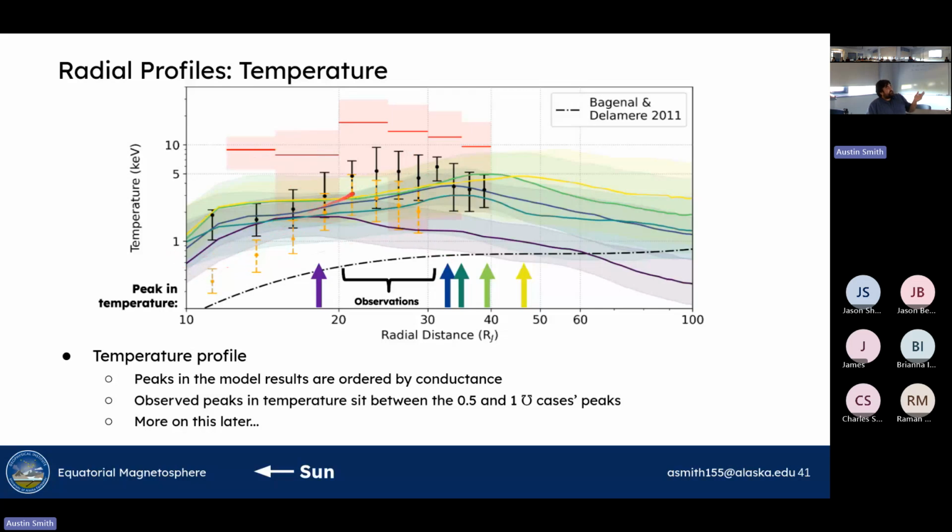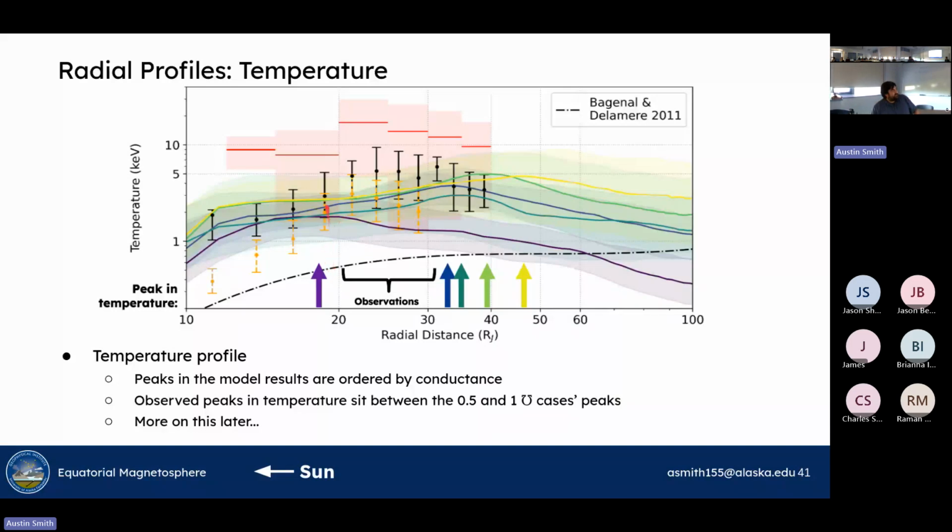Now, because of this increase in temperature, it's been thought that there's heating as the plasma moves radially out, right? But as the plasma from Io is transported radially out, it should be adiabatically cooling. So there's been lots of discussions about turbulent heating and stuff, but I'll touch on that at the end of this presentation. What I want people to take away from this is that the peaks in temperature are ordered by conductance.